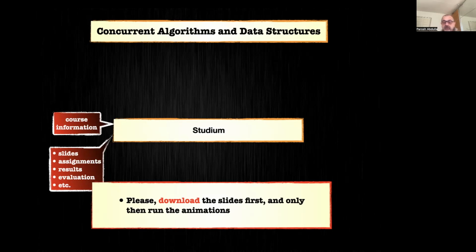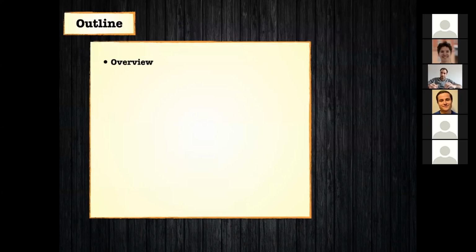Okay, so let's start with the course. The outline of the course: today I will start with an overview of the contents of the course, the motivation, and the basic problems that we are going to look at. And then, as I told you, we will consider basic data types or basic data structures and the associated algorithms.